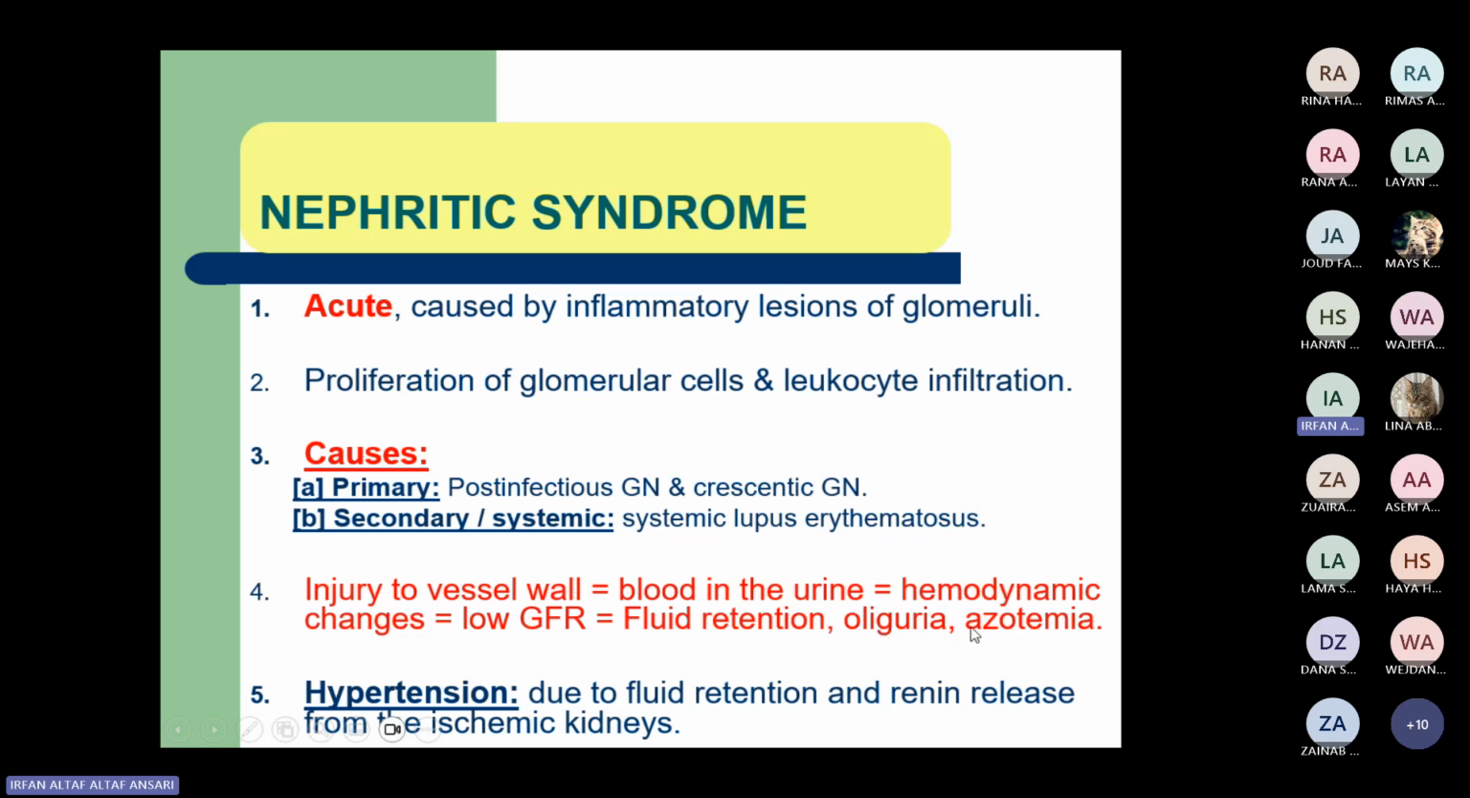Azotemia is a biochemical abnormality where there is an increased serum creatinine and urea or blood urea nitrogen. There is also hypertension. Hypertension is mainly because of the fluid retention, and this fluid retention causes decreased GFR, and this decreased GFR will lead to the activation of the renin-angiotensin pathway, and there is a renin release, and that will in turn lead to the hypertension. So this is the manifestation of the nephritic syndrome.